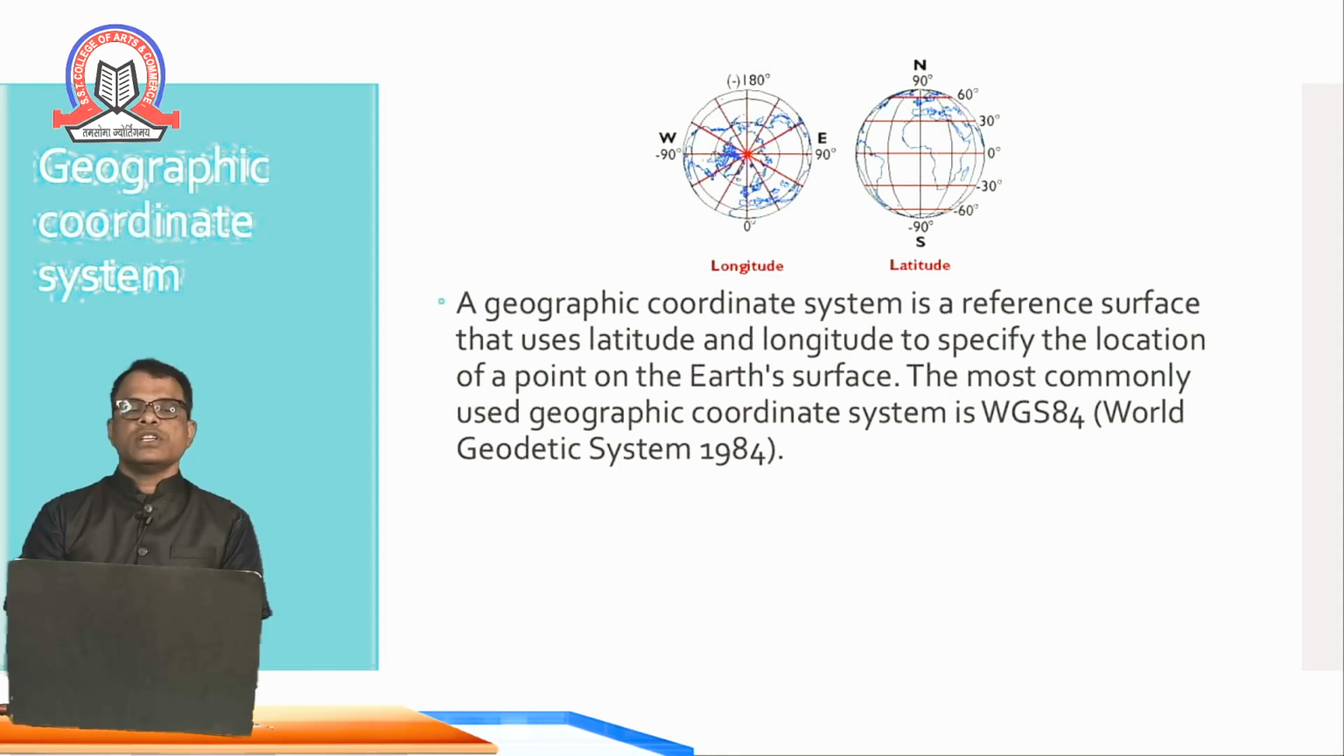Now let's try to understand what the geographic coordinate system is. A geographic coordinate system is a reference surface that uses latitude and longitude to specify the location of a point on the Earth's surface. You might have learned this in geography at school, that we use longitude and latitude to specify the locations of objects. So that is our geographic coordinate system. The most commonly used geographic coordinate system is WGS 84, the World Geodetic System 1984.